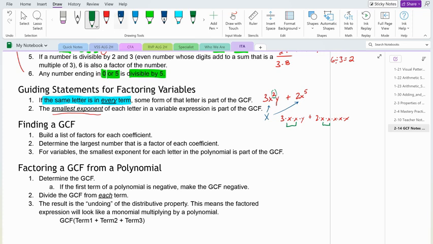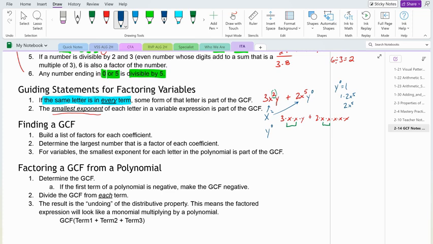Notice that the y's, there is a y in the first term, but there's no y in the second term. If we did write a y, we would have to put an exponent of 0. Remember that any number raised to the 0 power is 1, and 1 times 2x to the fifth is 2x to the fifth. So the smallest exponent for y in these terms would be y to the 0. And the smallest exponent for x's would be 2. So the greatest common factor there would have an x squared in it, but no y.